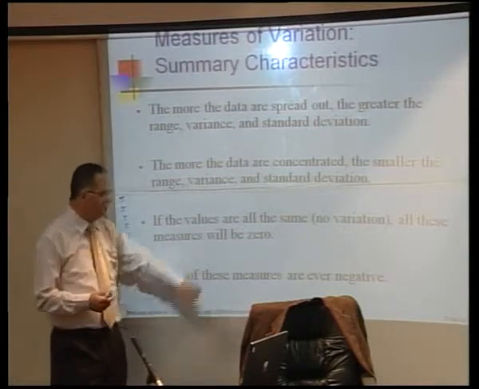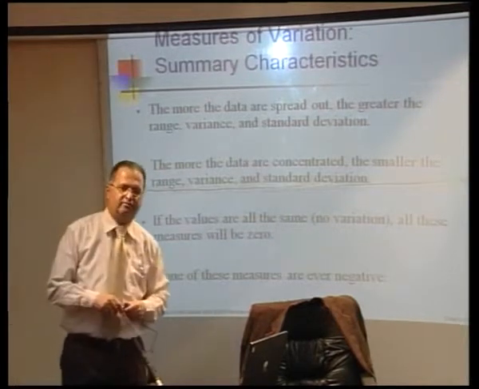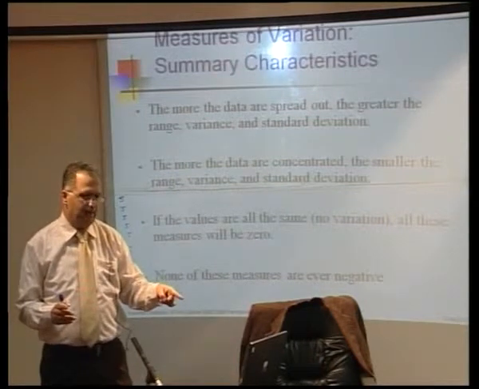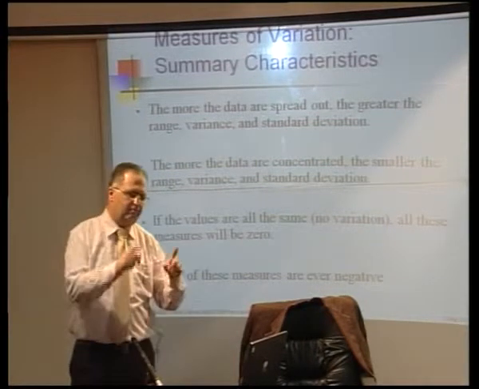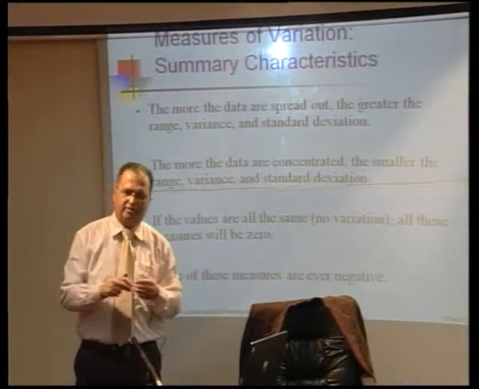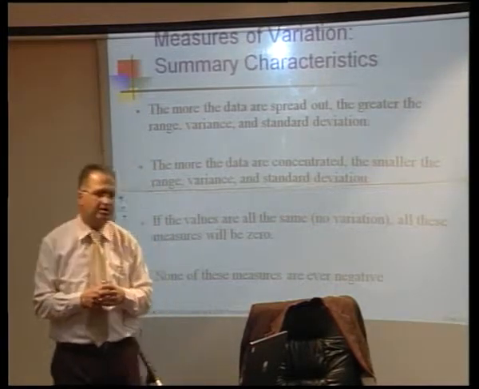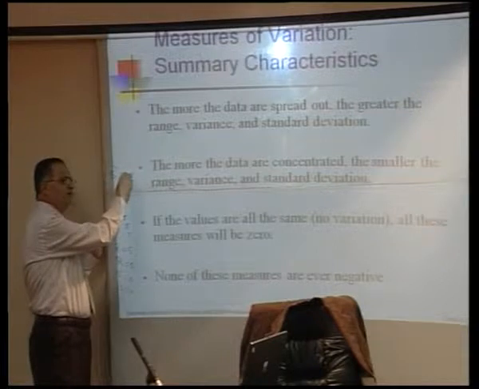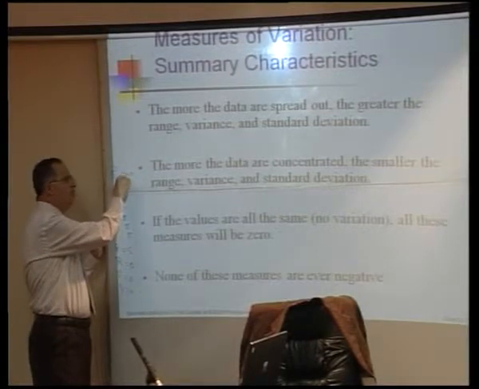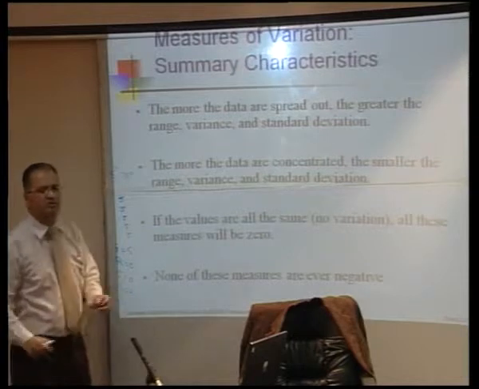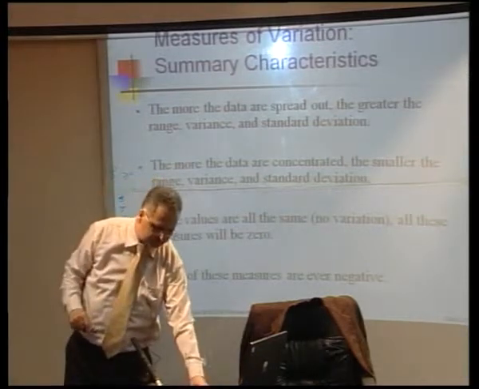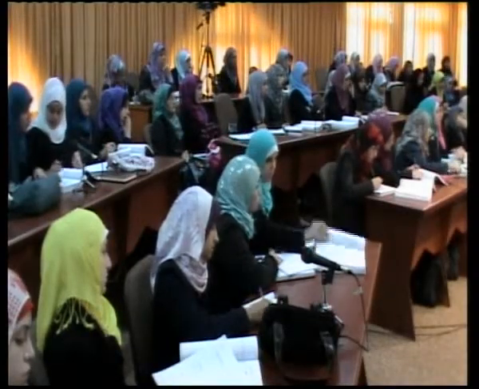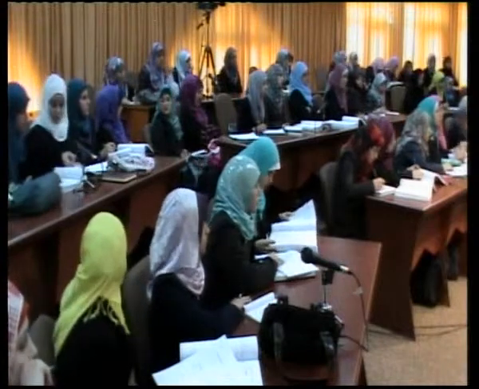The other point is that none of these measures are ever negative, because the range is max minus min. Negative squared becomes positive. For this reason, the variance and standard deviation are always greater than or equal to 0, and equal just if the values are the same. Any question? So we explained range, variance, and standard deviation.